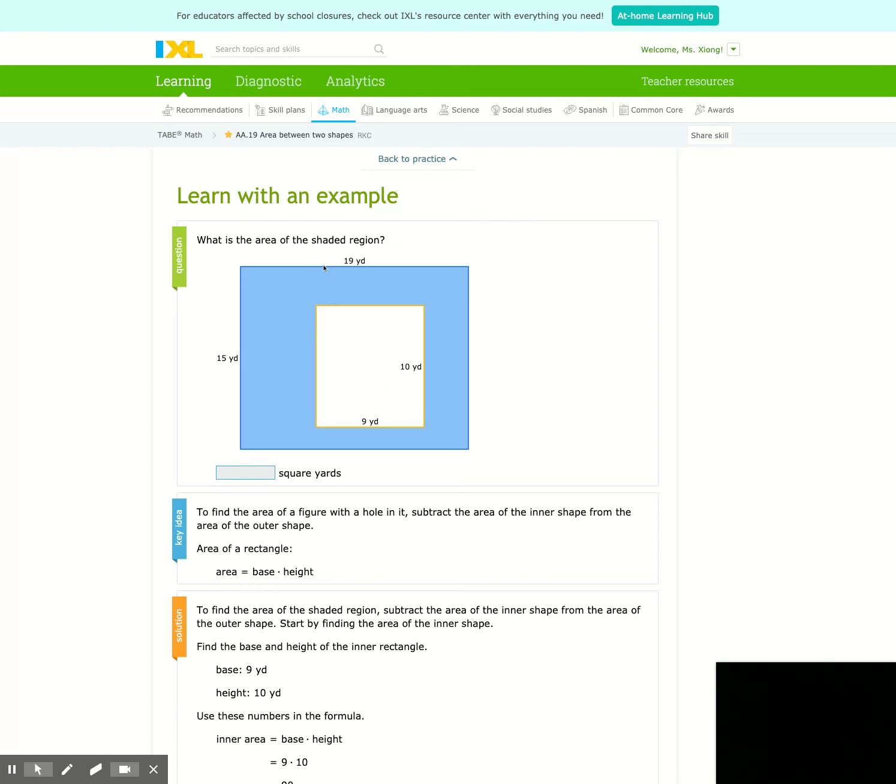So I have two figures here. I have 19 times 15, all right? That's my area for the first one. 19 times 15 equals 285. Sorry, my equal sign looks really bad. Okay. And then for the smaller area here, I have 10 times 9, and that equals 90. All right.